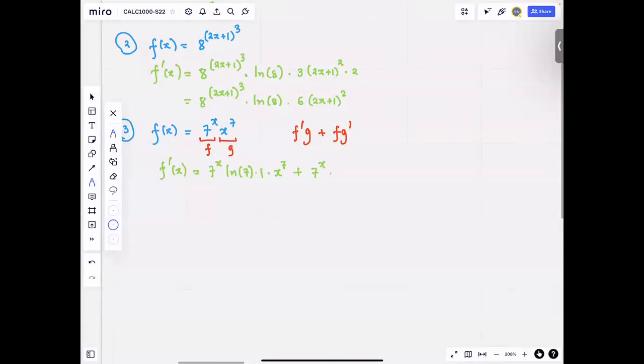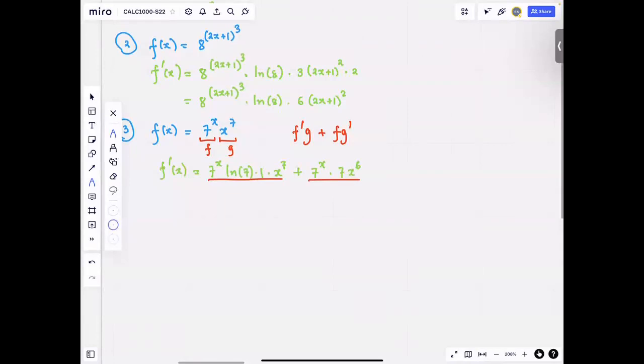and then we're going to deal with the derivative of g. Now, what is the derivative of x to the power of 7? Well, this is just the basic derivative, so 7x to the power of 6. Perfect. Now, from there, you can simplify. We're going to try to see if there's a way we can factor what is common between those two functions there. Hopefully, you can see that.